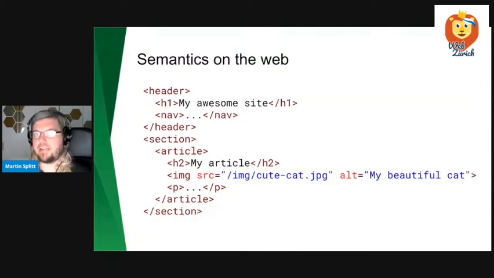Oftentimes, I see people just using div or paragraph or a span for everything. If you're doing that, don't. HTML has many, many ways of telling the browser and the user what content is in the sense of this is the header, this is the main part, this is a section that is contained in itself. There's an article that is a self-contained unit of information. Here is a header, there is a button, here is a link, there's an image. We have all this power. Use it and use it wisely.